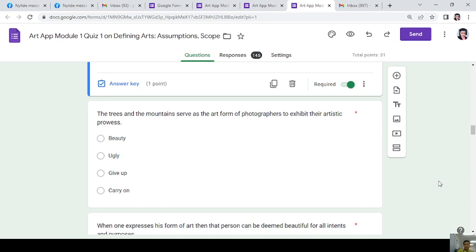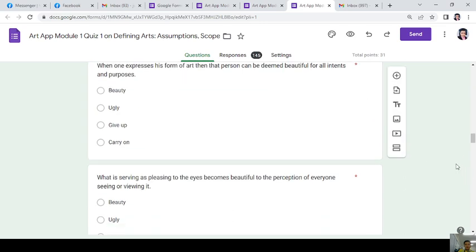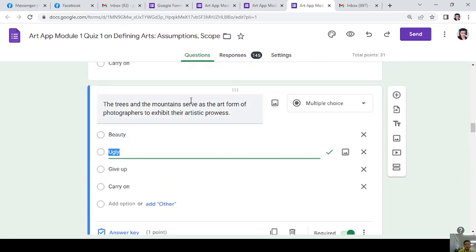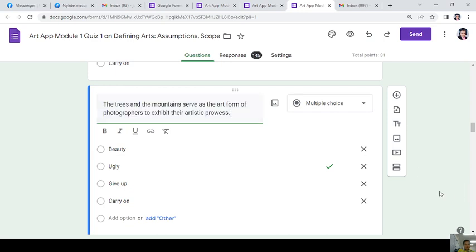Okay, now let's move on to another question. The trees and the mountains serve as the art form of photographers to exhibit their artistic prowess. That is false. Why? When you hear the word artistic prowess, that actually means showing your capability. So trees and mountains are not capabilities of the photographers. They are the creations of God. But photographers can take pictures, but it does not mean that is their artistic prowess.